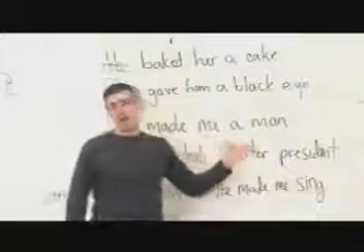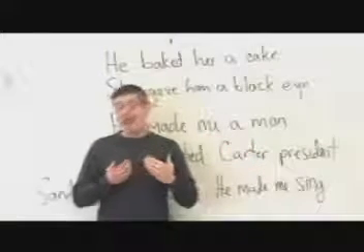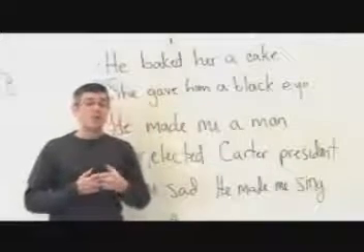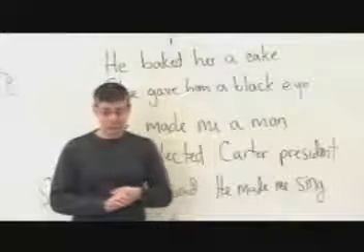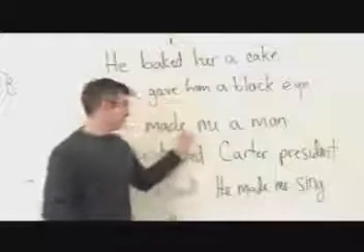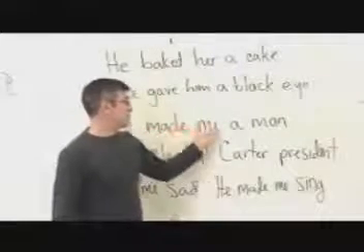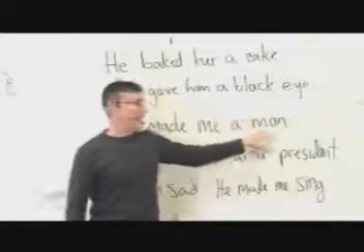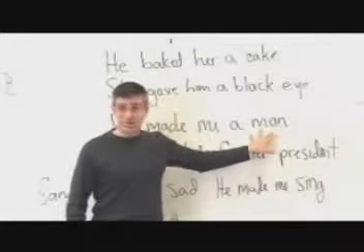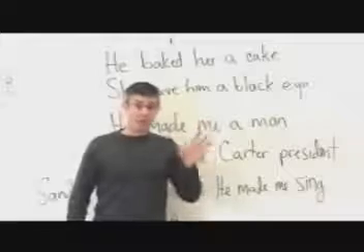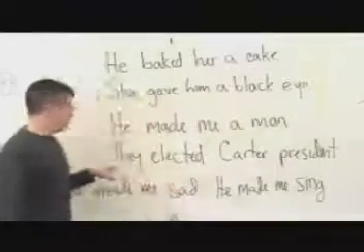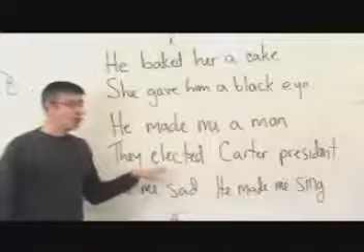The objective complement is a noun or an adjective that is needed to complete the object, the direct object. So he made me a man. So me is the direct object, and a man is the objective complement. Let's look at a few more of these to see how they work. They elected Carter president.